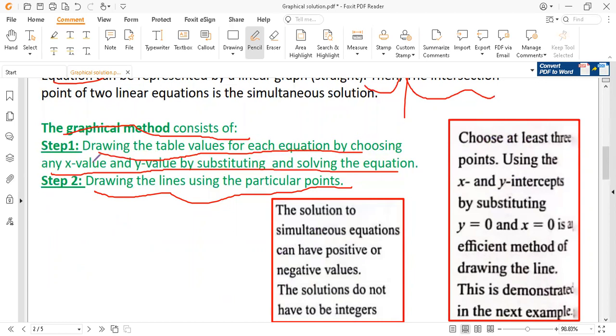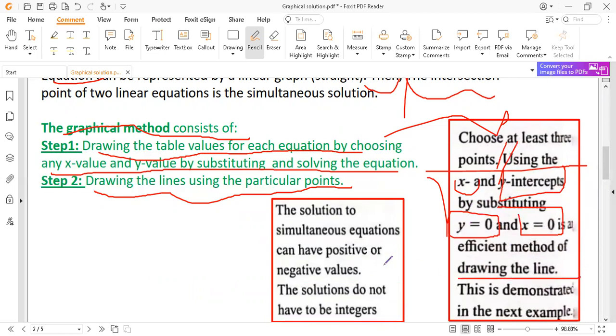What about drawing the x value and y value by substituting? We choose at least 3 points. The main particular points for us are the x-intercept and y-intercept. We already explained it in previous sessions. The x-intercept is when y equals 0, by substituting y equal to 0 in the equation. The y-intercept is the intersection between the line and the y-axis, and the y-axis has equation x equal to 0, so we substitute x equal to 0 in our equation. Okay, we draw the line and we go on.